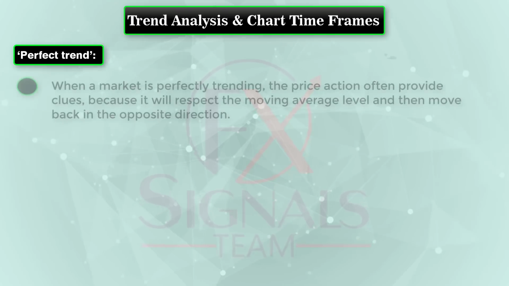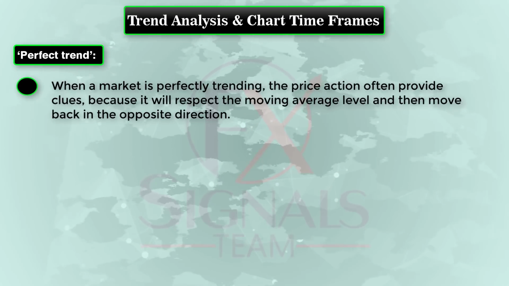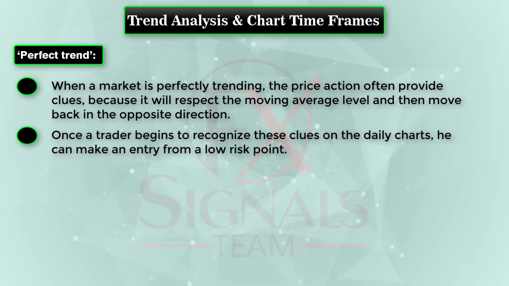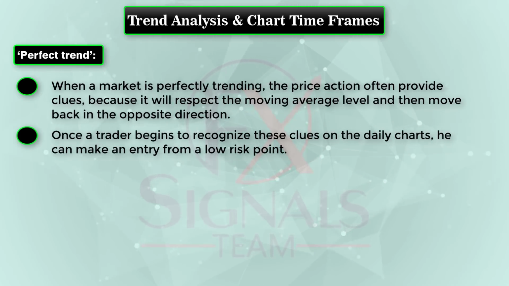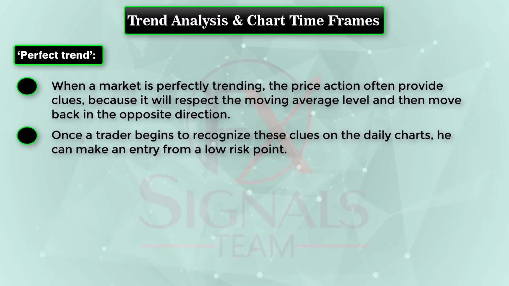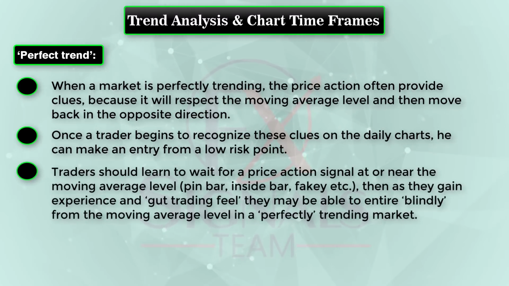Perfect trend. When a market is perfectly trending, the price action often provides clues, because it will respect the moving average level and then move back in the opposite direction. Once a trader begins to recognize these clues on the daily charts, he can make an entry from a low-risk point. Traders should learn to wait for a price action signal at or near the moving average level.